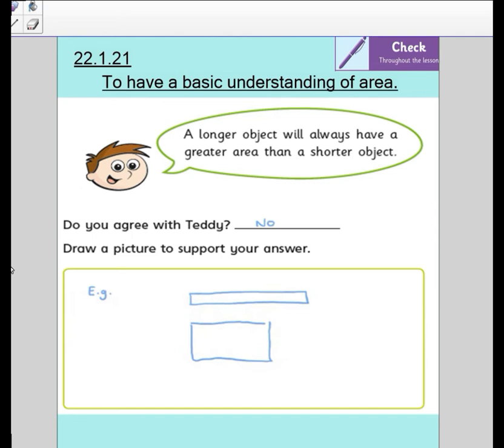Did we agree with Teddy? No, we didn't. If you have a look at the picture here, this one, this longer object, has a smaller area than this one here. So Teddy is not correct. Good job.